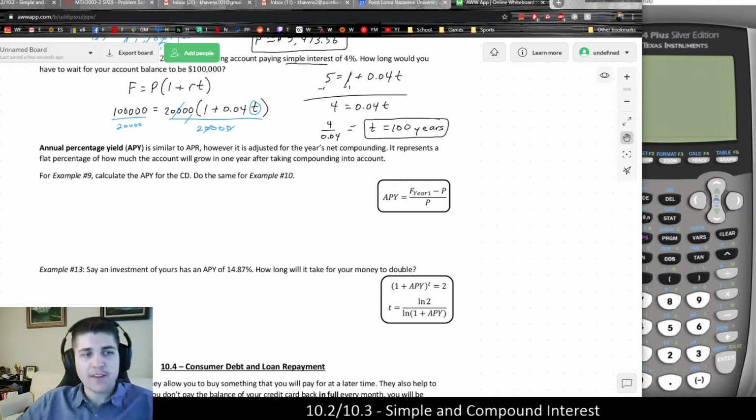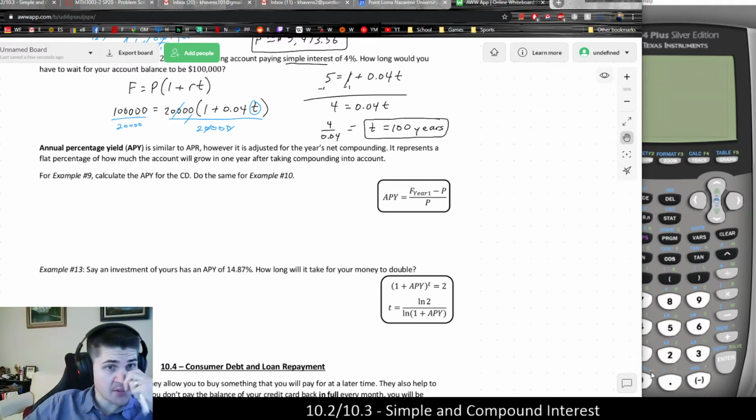If you want to find the APY, there are a lot of different formulas for doing so, but I tried to give you a fairly simple formula to use. It says to find the APY, take the future value after 1 year and figure out how much it's grown, because I want to know how much it has grown. So the formula says take the future value after 1 year, subtract the principal, and then divide by the principal. Let's throw some numbers into this.